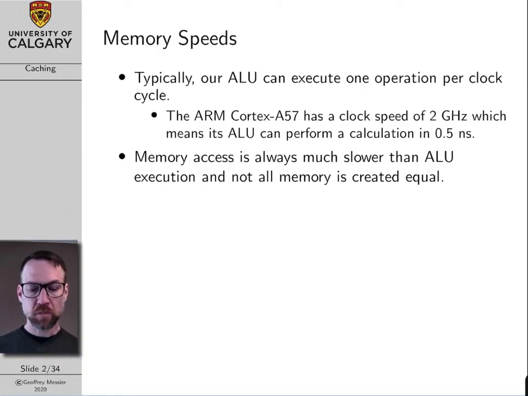So typically, our ALU can execute one instruction per clock cycle. For example, the ARM Cortex-A57 has a clock speed of 2 gigahertz. That means we can perform a calculation every 0.5 nanoseconds, which is pretty quick. However, memory access, reading and writing from memory, is always much slower than the ALU. And even if we look at memory in general, not all memory is created equal.